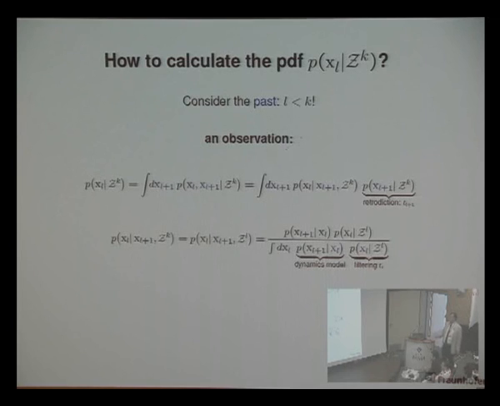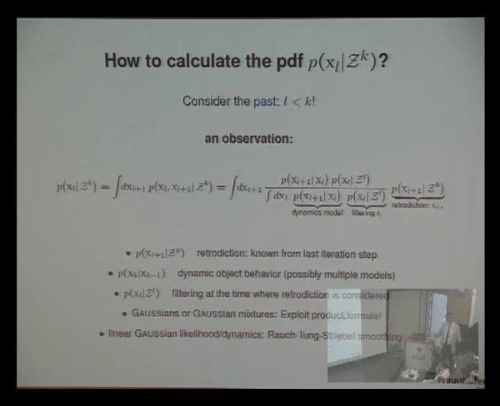And this can easily be interpreted. This is the filtering at time L, what we have already calculated. This is a dynamics model, and now we just insert this into this and get the general retrodiction formula. The general retrodiction formula. It's very general. If we have Gaussians or Gaussian mixtures, then this formula can easily be exploited and leads to very fast, real-time algorithms. And if we have linear Gaussian modeling assumptions, a linear Gaussian likelihood function, a linear Gaussian dynamics model, we end up with Rauch-Tung-Striebel. But this formula is a general one.